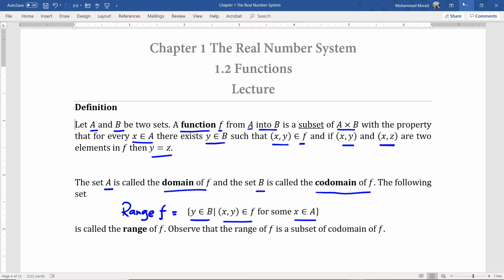So the range of a function contains only the outputs for some input. Observe that the range of a function f is a subset of the codomain. So the range of f is a subset of the codomain. They need not be equal always.